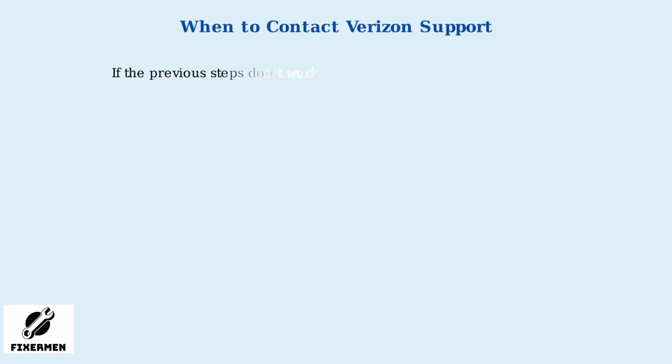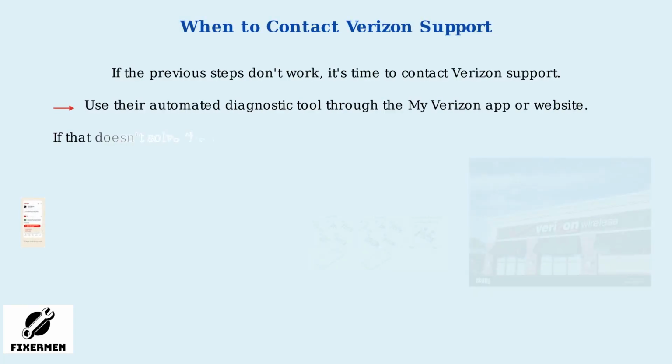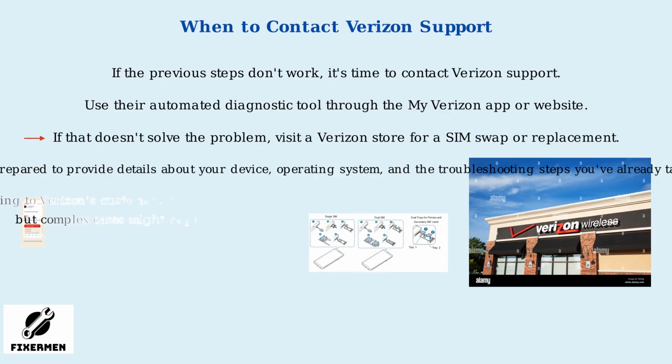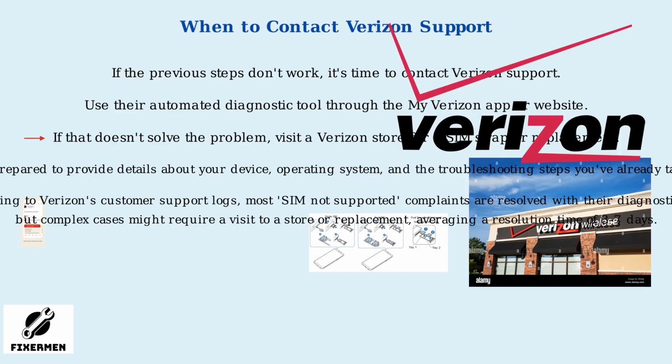If the previous steps don't work, it's time to contact Verizon support. Use their automated diagnostic tool through the My Verizon app or website. If that doesn't solve the problem, visit a Verizon store for a SIM swap or replacement. Be prepared to provide details about your device, operating system, and the troubleshooting steps you've already taken. According to Verizon's customer support logs, most SIM-not-supported complaints are resolved with their diagnostic tools, but complex cases might require a visit to a store or replacement, averaging a resolution time of 3 to 7 days.